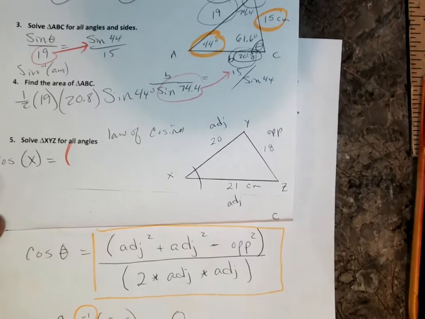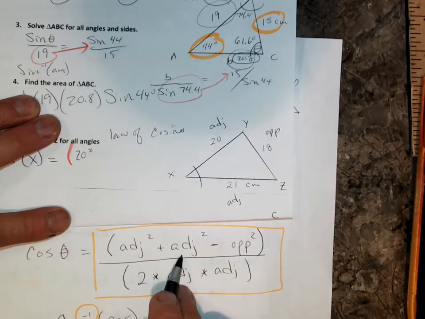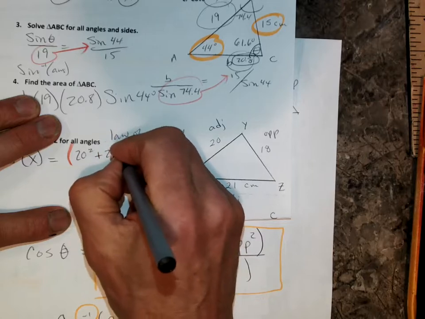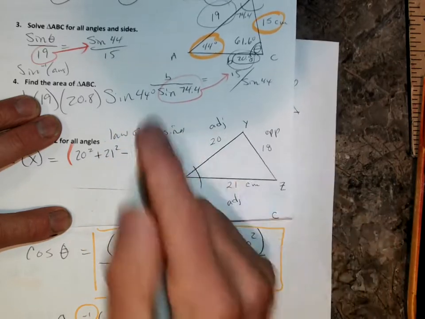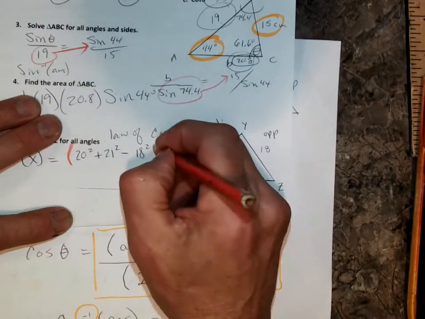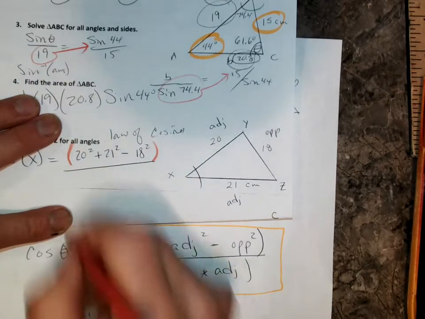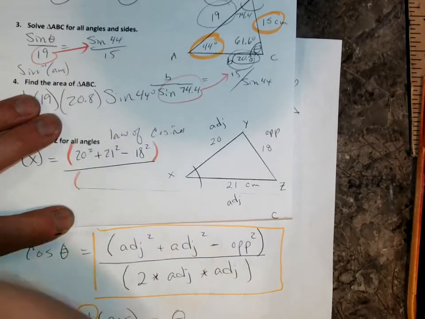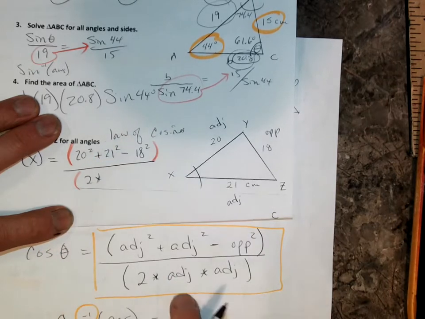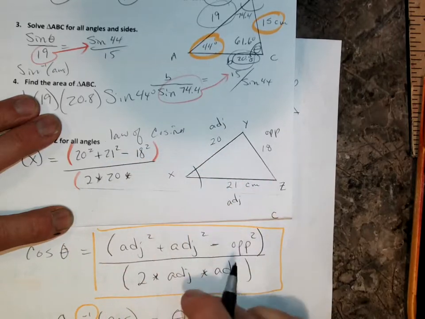Slide over, okay. We're going to say adjacent, which is 20 squared, plus the other adjacent squared, so plus 21 squared, minus the opposite squared, which is minus my 18 squared, in parentheses. Divided by parentheses, we have to have the entire bottom, 2 divided by the entire top, times 2 in the front, times the adjacent, which is 20, times the adjacent, which is 21, okay?